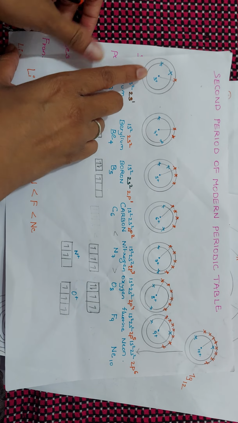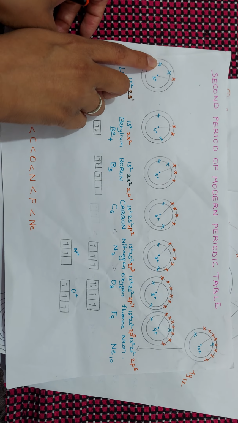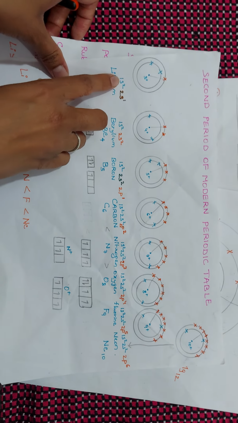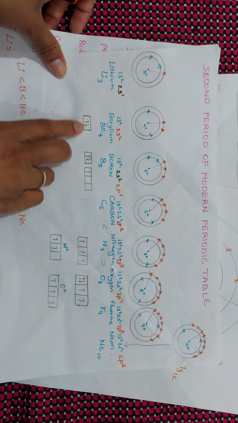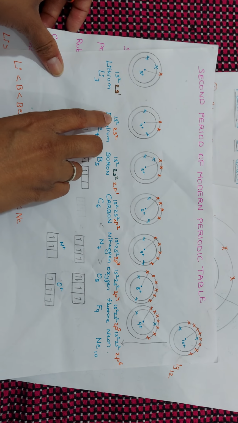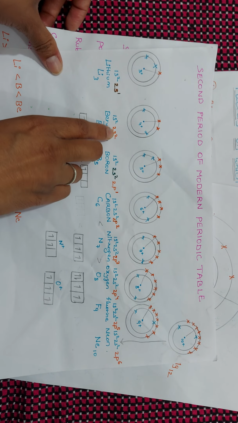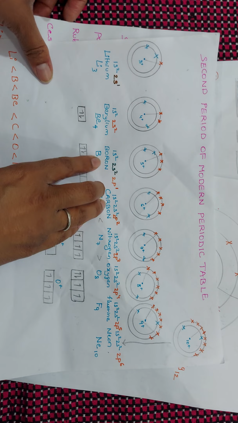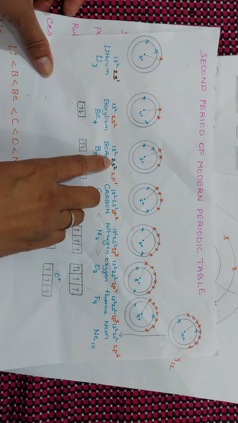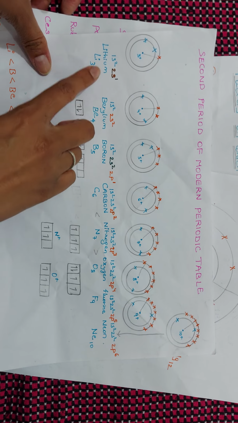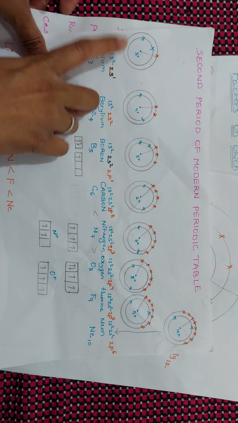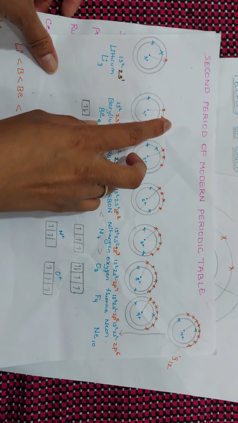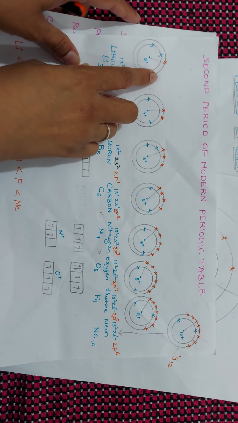See here, for lithium the atomic number is 3. So the first 2 electrons are in the first orbital and the third electron is in the second orbital. 1s2, 2s1. For beryllium the atomic number is 4. So the configuration is 1s2, 2s2. So the second electron is added in the second orbital. For boron also, 1s2, 2s2, 2p1. So as we go along this from left to right, electrons keep on adding to the same shell, the second orbit only.